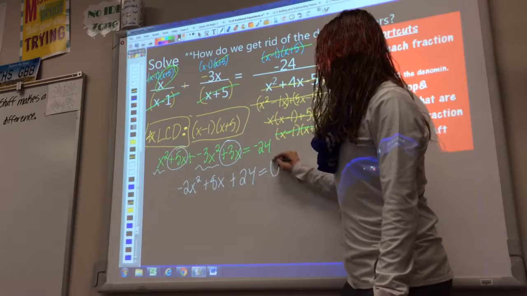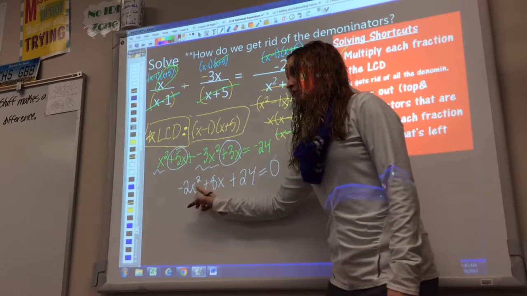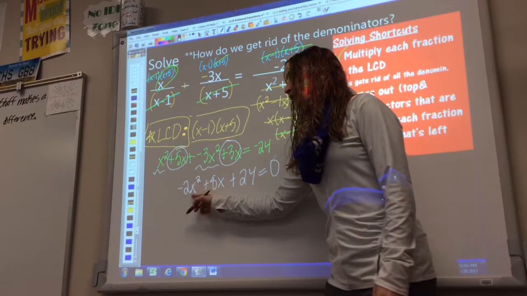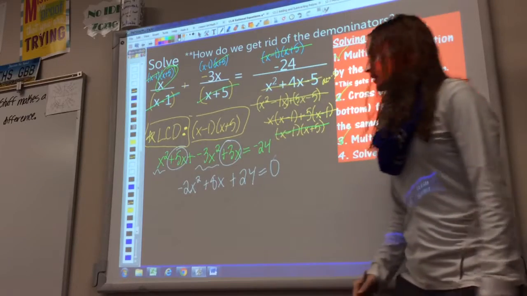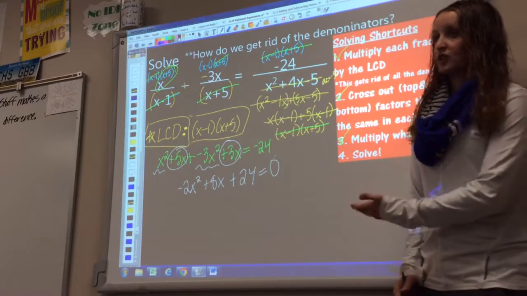Now, why do we know we have to add it? Because this term is what? Squared, right? This term is squared. Now, I hope we know how to solve from here.